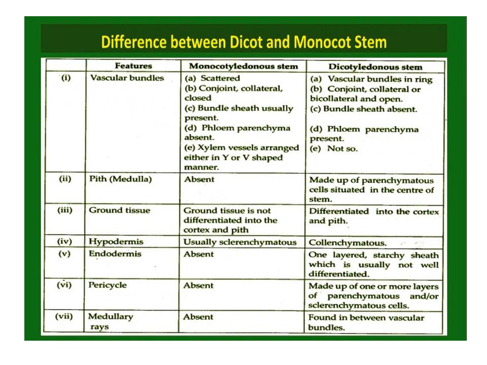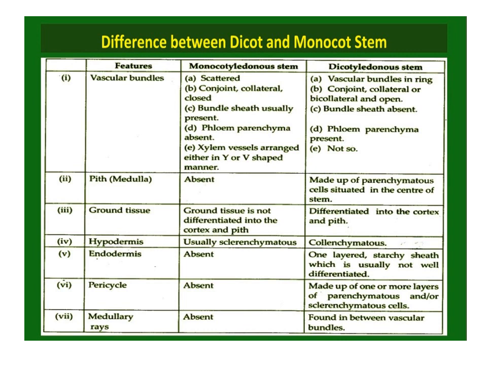Difference between dicot and monocot stem. According to the features, vascular bundles in monocot stems are scattered, conjoint, collateral, closed, bundle sheath usually present, phloem parenchyma absent, and xylem vessels arranged in a Y or V-shaped manner. While in dicot stem, vascular bundles are in a ring, conjoint, collateral, sometimes bicollateral, and open. Bundle sheath is absent, phloem parenchyma is present and no such shape is there.